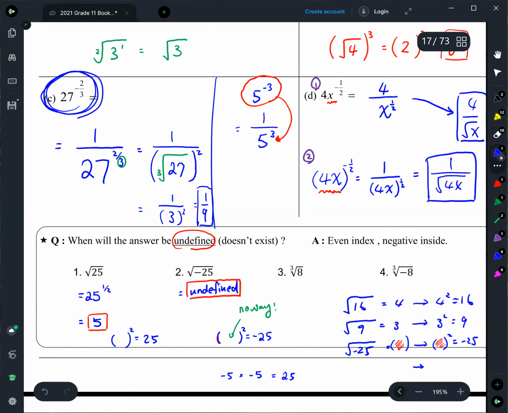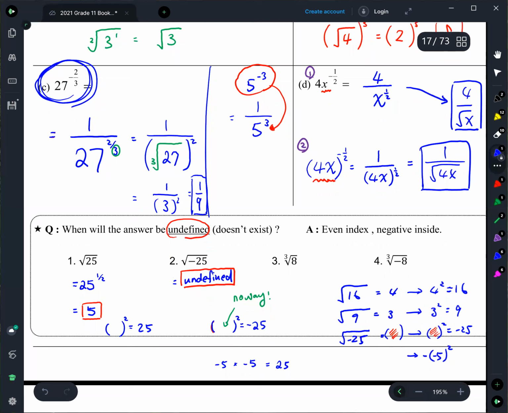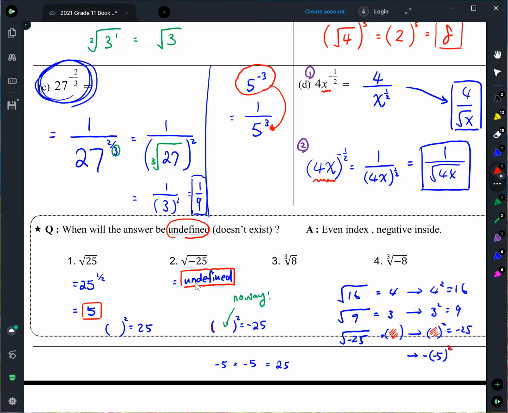Right, your answer is -5 squared, right? However, for your answer, the square is not on everything, right? It's only on the 5. It's not including the negative on the outside, okay? So that's why it's not the same as the square root of -25. So second one is undefined, all right? Let's look at next part.